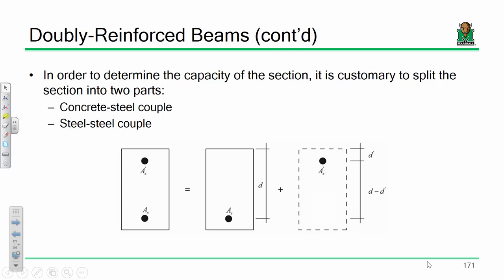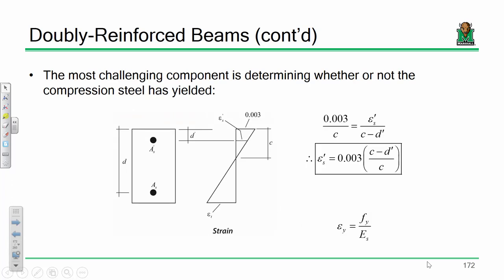And the nice thing about doubly reinforced beams is that moment capacity expression actually doesn't change. It's still the compressive force in the concrete times d minus a over 2, and the compressive force in this upper layer of steel times d minus d prime. What can change, however, are the two forces, the compressive force in the concrete and the compressive force in the steel. And the variable is whether or not this upper layer of steel has yielded.